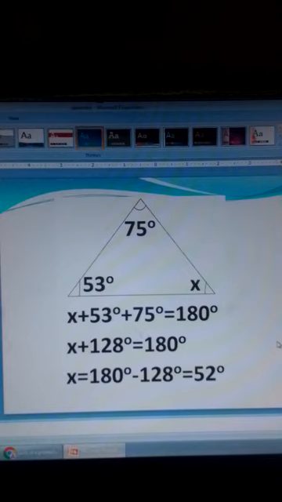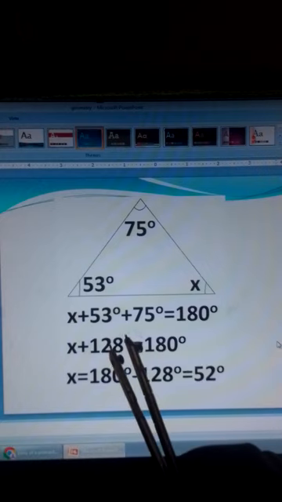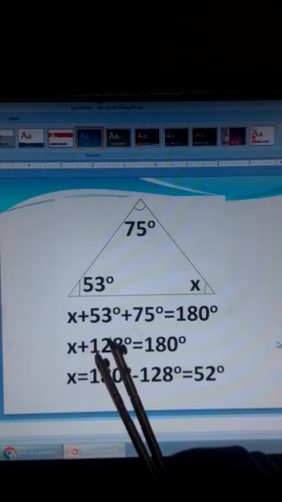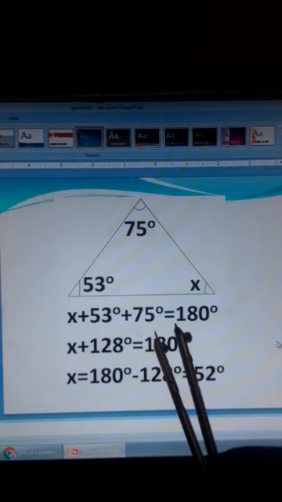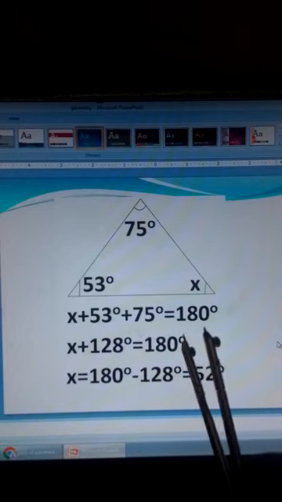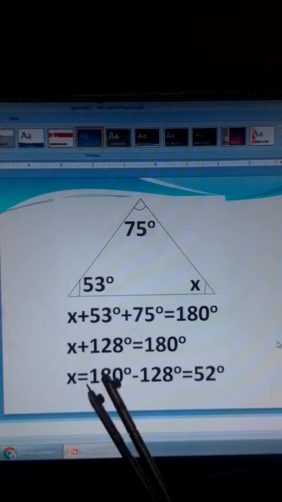So an equation here is like a weighing machine. What you do on the left-hand side, you do also on the right-hand side. Like here, we subtracted 128 from the left-hand side. We also subtract 128 from the right-hand side. So we get the answer as 52 degrees.